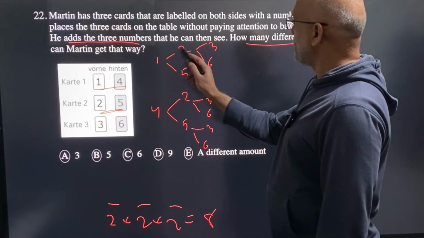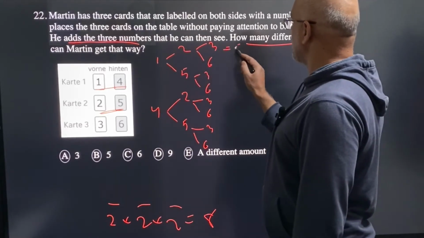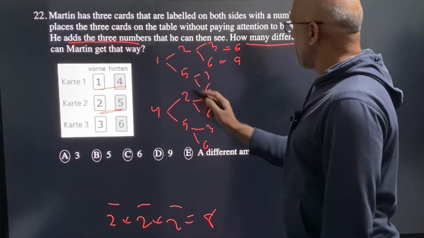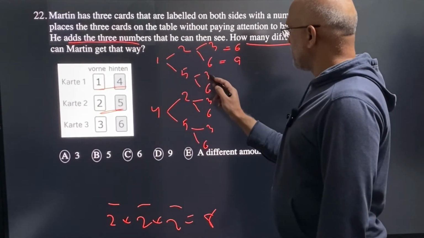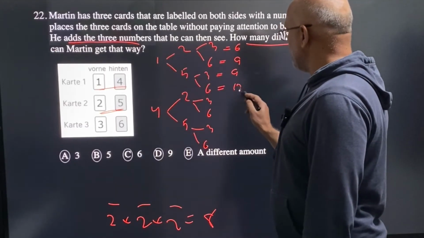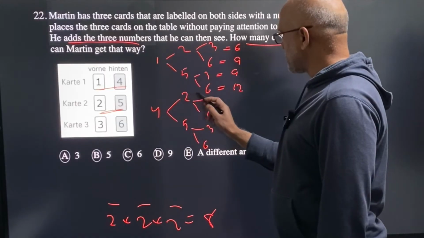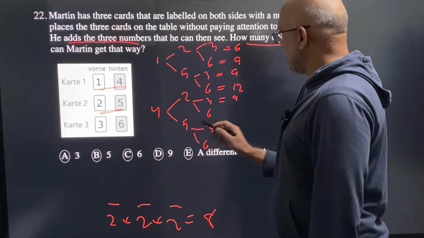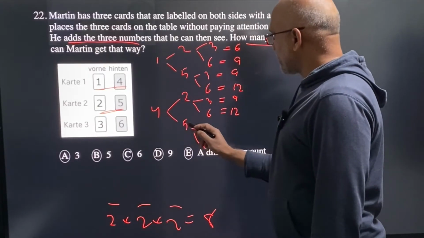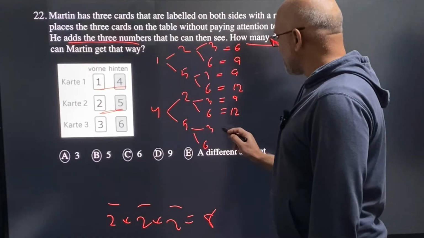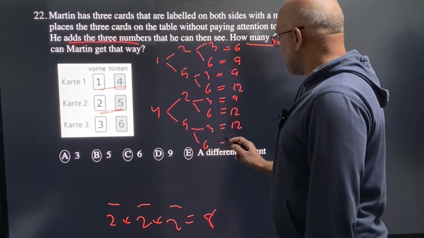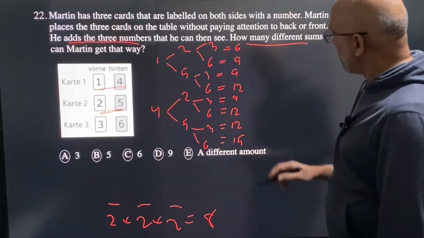If I add it here, 1 plus 2 is 3 plus 3 is 6. 1 plus 2 is 3 plus 6 is 9. 1 plus 5 is 6 plus 3 is 9. 1 plus 5 is 6 plus 6 is 12. 4 plus 2 is 6 plus 3 is 9. 4 plus 2 is 6 plus 6 is 12. 4 plus 5 is 9 plus 3 is 12. 4 plus 5 is 9 plus 6 is 15. So there are some duplicates, as you can see.